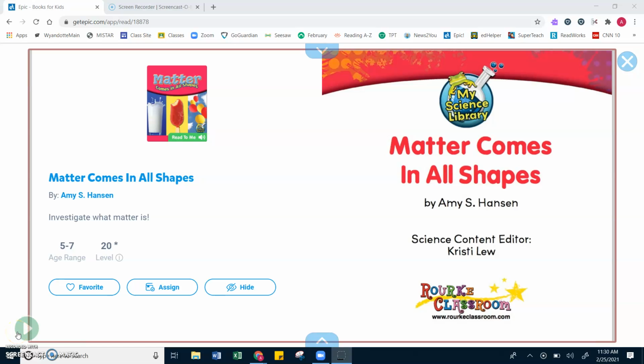Today for our science lesson, we are going to continue talking about the different states of matter. As you remember yesterday, the three states of matter that we talked about were solid, liquid, and gas. So the book we're reading today, the title is Matter Comes in All Shapes by Amy Hansen.